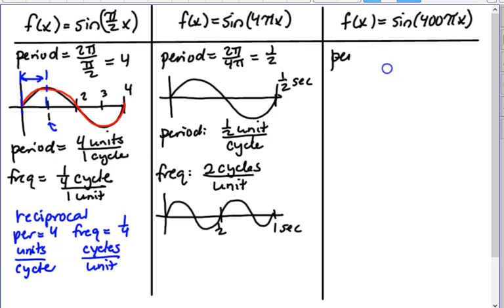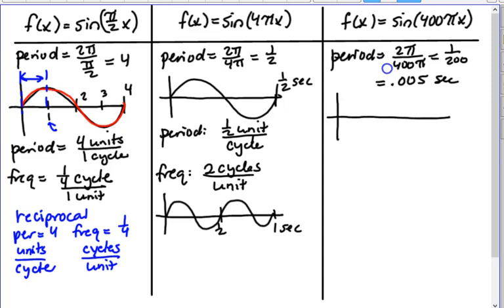So the period here is equal to 2 pi divided by 400 pi, which is 1 over 200, which is equal to 0.005. So let's say this is in seconds. So we're saying it takes 0.005 seconds for one cycle of a sound wave to pass by. Now that's a really small period.